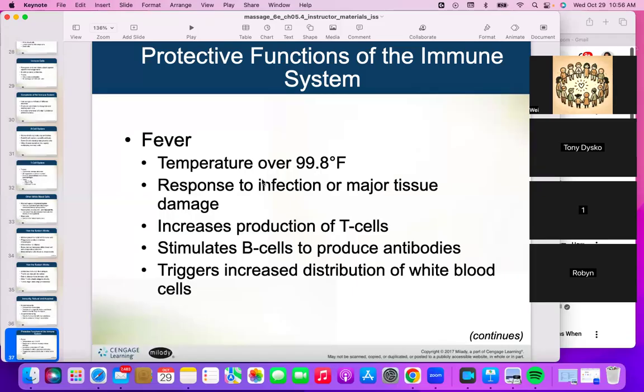So the treatment is to drink plenty of water and rest and bring that body temperature down. Now, massage is contraindicated, of course, during a fever.